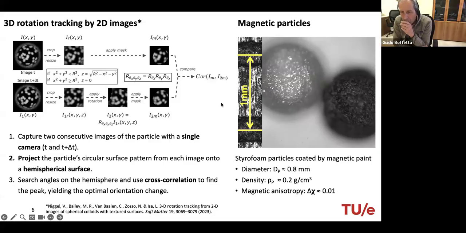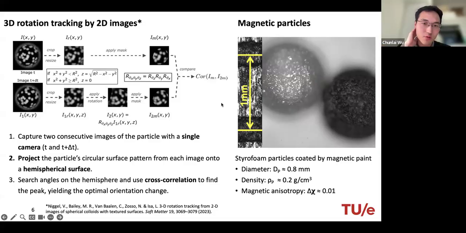So the question is, what is your depth of field for particles in focus to calculate 3D rotation? Yes, in this experiment, the depth of field that I define to have particles in focus is around 4 millimeters. Yes, it's written in the paper. 4 millimeters. Yes.